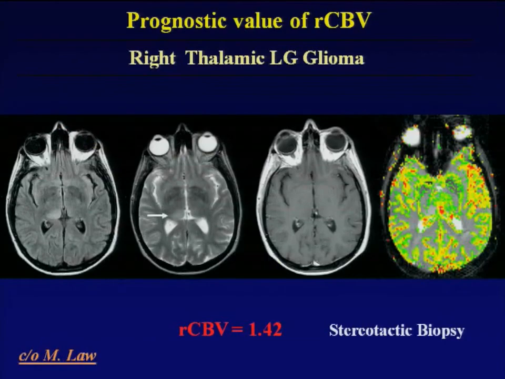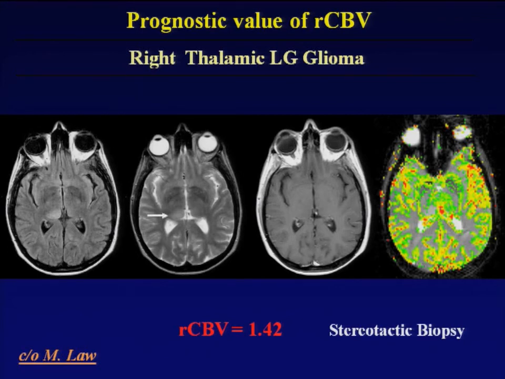This is a very nice example illustrating the importance of perfusion, given to me by Professor Meng Lo, who made a tremendous work on perfusion and brain tumors. This is a right thalamic glioma, as you see here, FLAIR and T2 images, giving the appearance of a quite benign tumor. Post-contrast, no evidence of enhancement, and on perfusion map, no increased perfusion. And you see here, rCBV is 1.42.